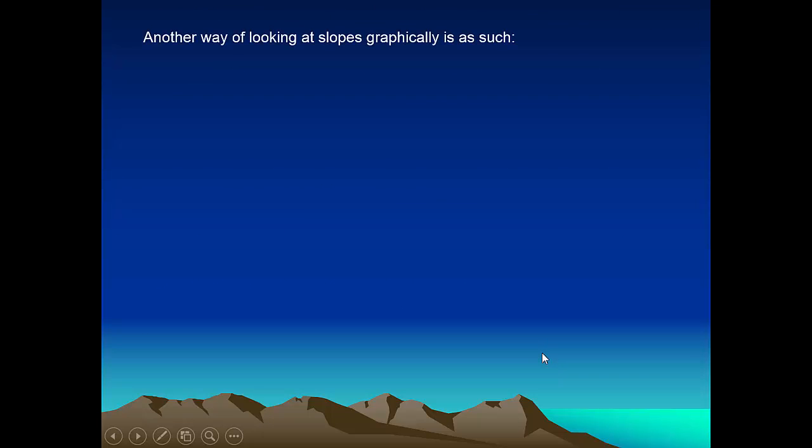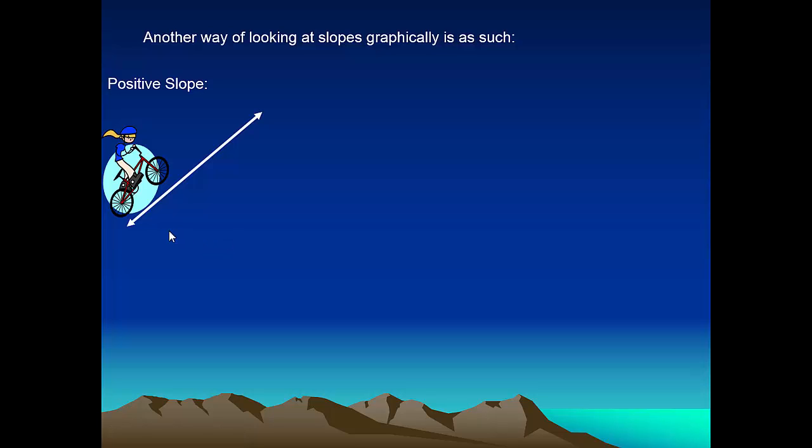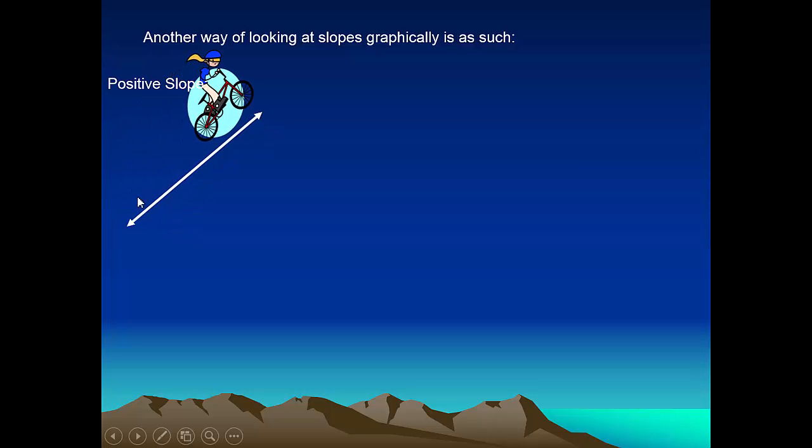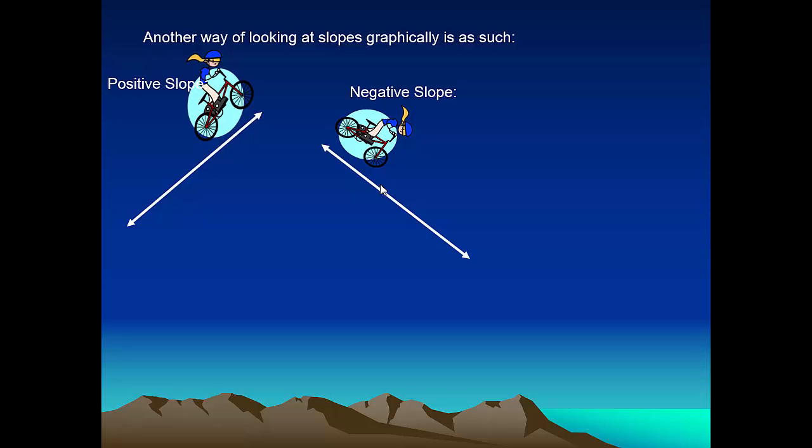Now, another way of looking at slopes graphically is as such. Now we come here, we see our positive slope. Let's think of this as riding a bike. When you're riding up or you're moving up in life, that's always looked on as a positive, like it's shown here. They're riding up from left to right, that's a positive slope. Now we come here to our negative slope. We'll use the same bike rider, but this time the bike rider is going down.